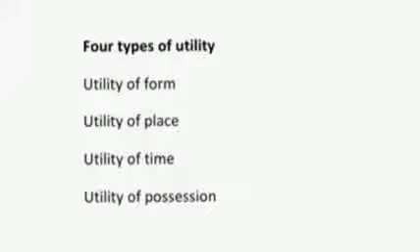Utility. Let's now go to utility. As you have mentioned at the beginning of the lesson, utility is the satisfaction that is obtained from consuming a product. So now we have 4 types of utility: utility of form, utility of place, utility of time, utility of possession. Right, let's slide into it now.